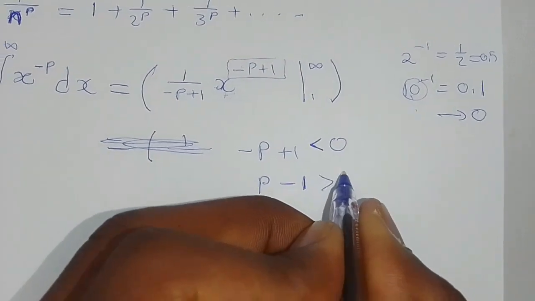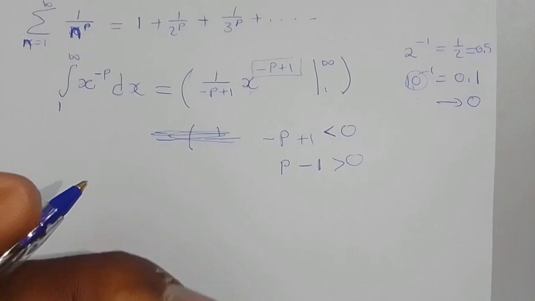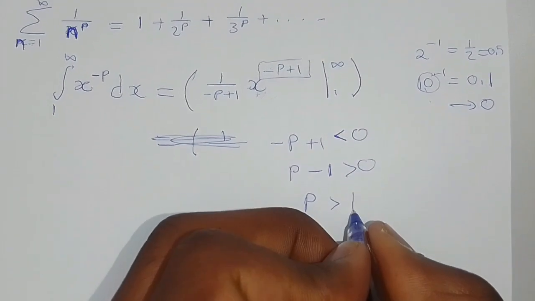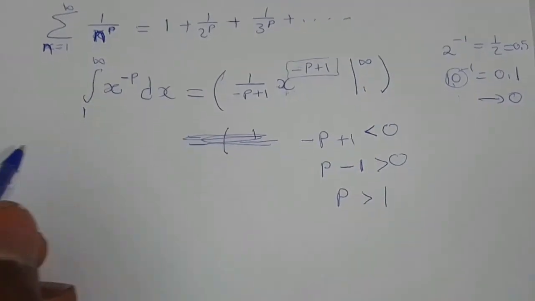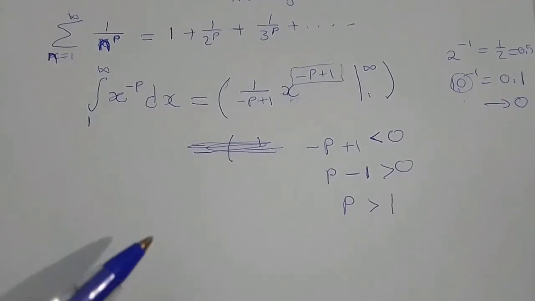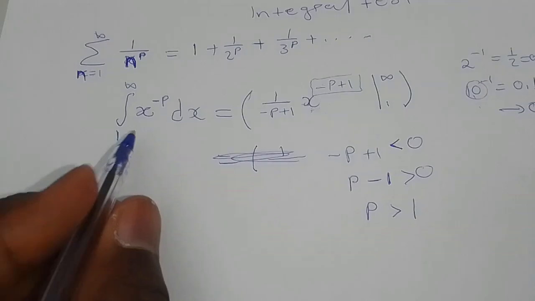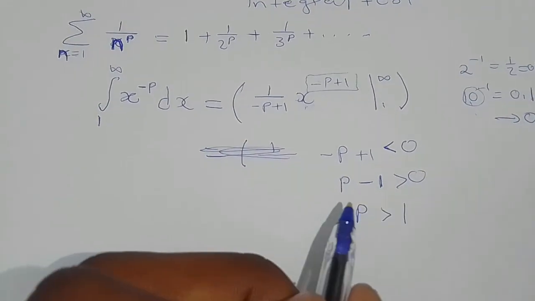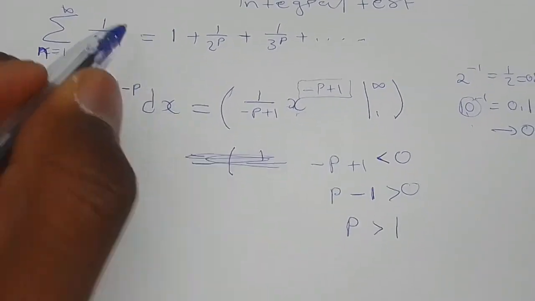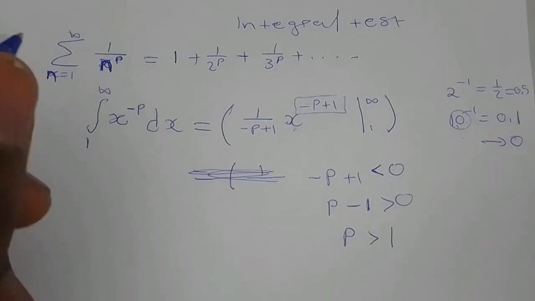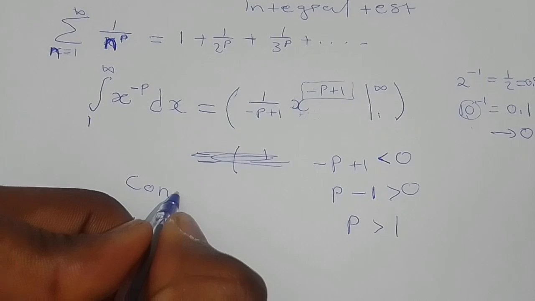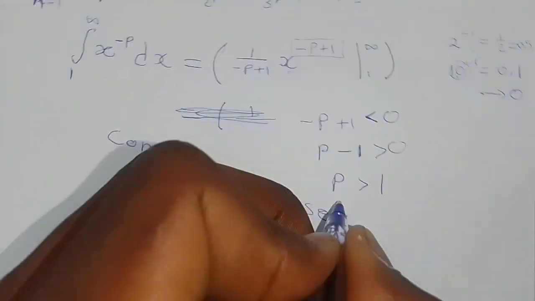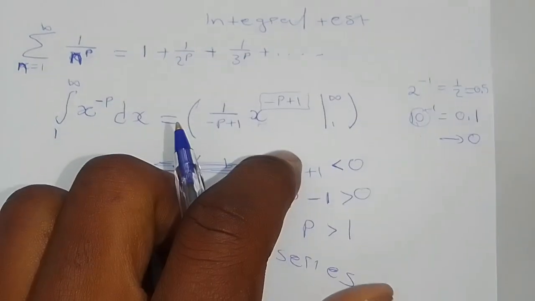p minus 1 will be greater than 0. If you multiply with a negative, then you basically change the inequality sign. And then you realize that p here will be greater than 1. So whenever you have a p-series, we basically call these things p-series, and you find that the value of p is greater than 1, that basically means that thing will technically be convergent. So you can just say it's a convergent p-series, right?